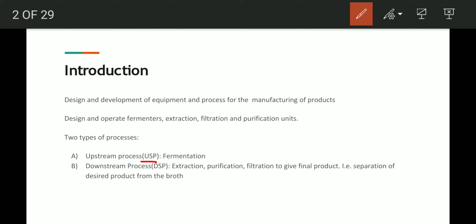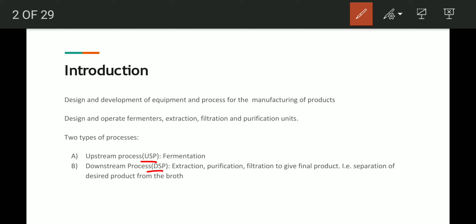So in fermentation we will use the bacteria or fungi which will give us a product after the fermentation. If we give a yeast sugar, the fermentation of the sugar will give alcohol. So that process is the upstream process. The next process here is DSP, also known as downstream processing.